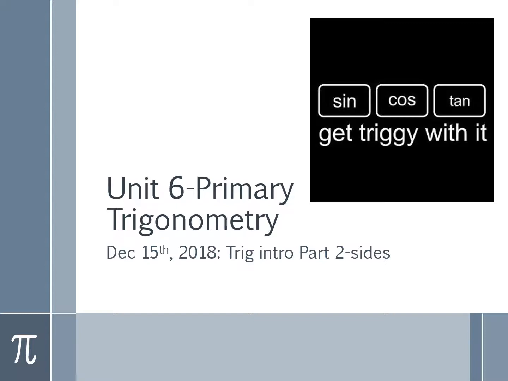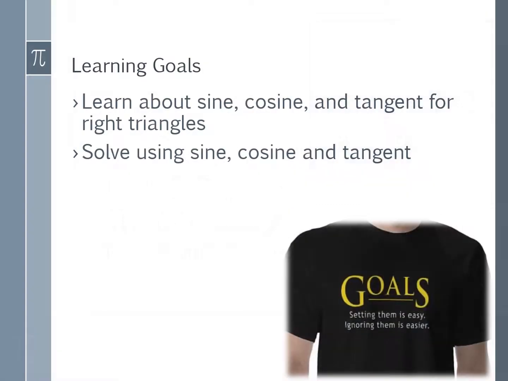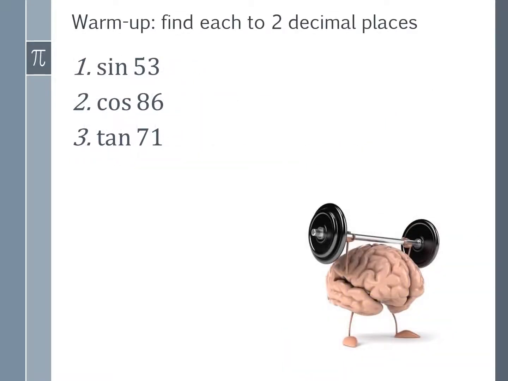This one's pretty short. It's just going to build off of what we did on Friday with primary trigonometry, using sine, cos, and tan. Our goal is to continue to learn with sine, cosine, tangent. Make sure it's only a right angle triangle, and we are going to solve using sine, cosine, and tangent.